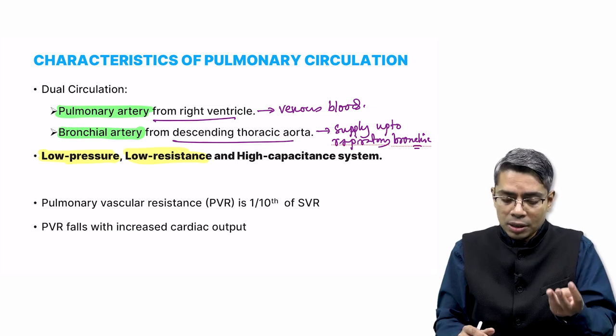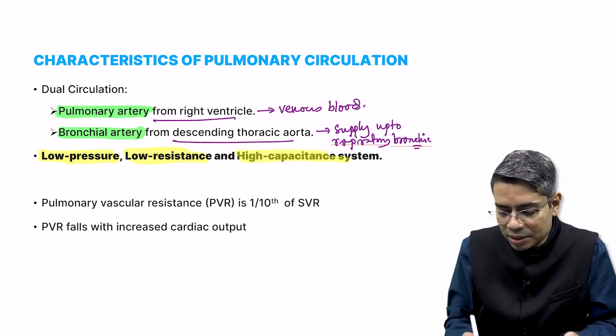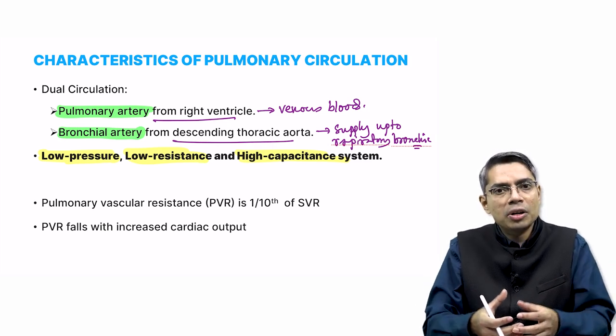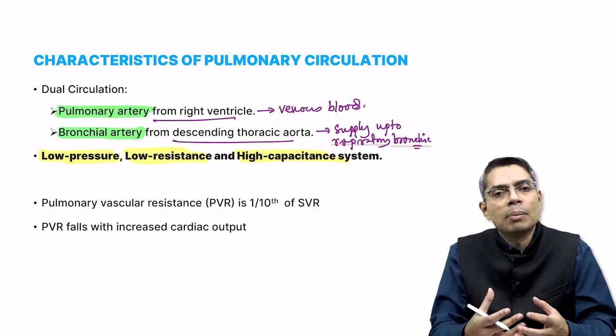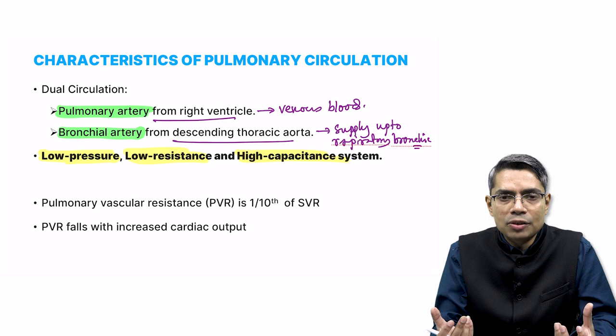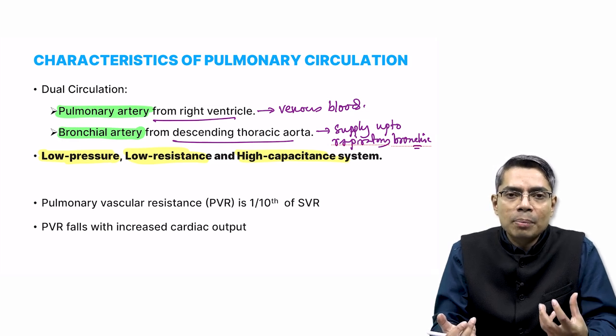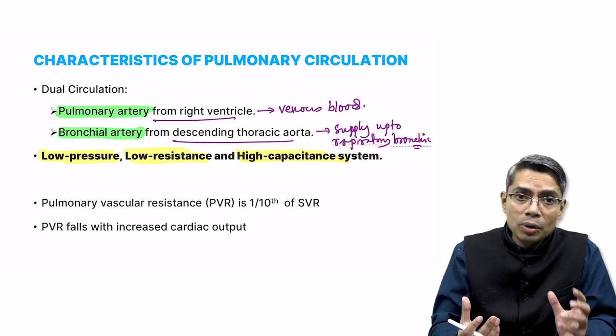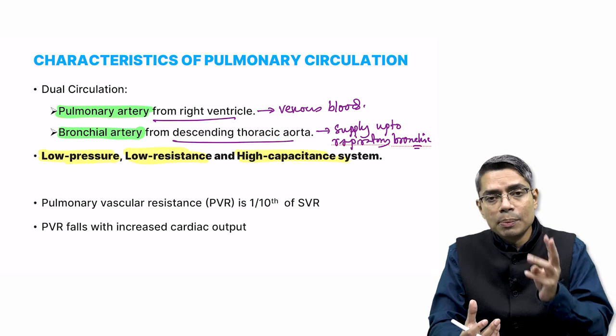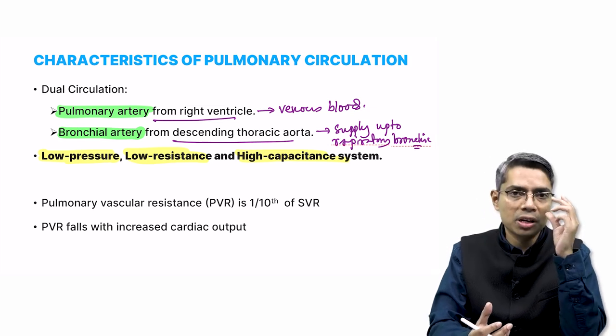So low pressure, low resistance, but high capacitance. Just now I told you that the pulmonary artery and its branches are very easily stretchable. The more stretchable, the more the compliance. So the compliance of the pulmonary circulation is very, very high. High compliance, low resistance, low pressure. These three important points you have to remember about the pulmonary circulation.